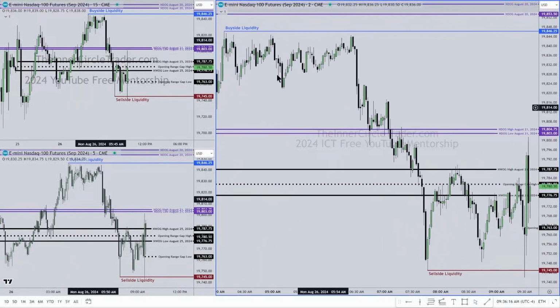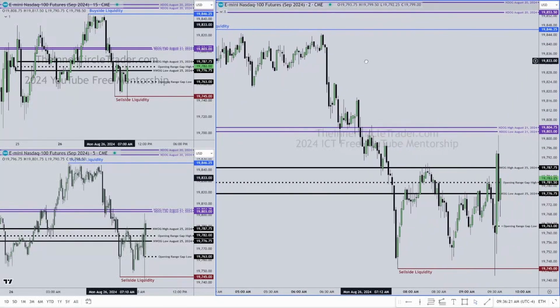My tendency is to look at what we have left over here. So these relative equal highs are just really, really smooth. Do they need to run up here today? No. Can it do it? Sure.